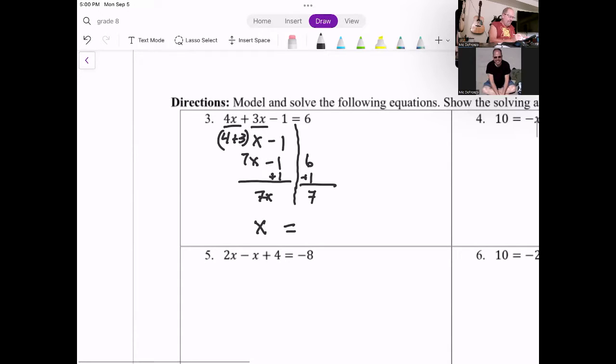Now we're going to undo the 7 times x. We undo multiplication with division. Division is the inverse of multiplication. So 7 divided by 7, that's just 1. That's why we did this, to make that turn into 1x. Which is the same as x. And then on the other side, 7 divided by 7 is also 1. And there's the answer. Now, if we wanted to prove that that's the answer, we could go back up here and we could put in 1 everywhere there's an x.